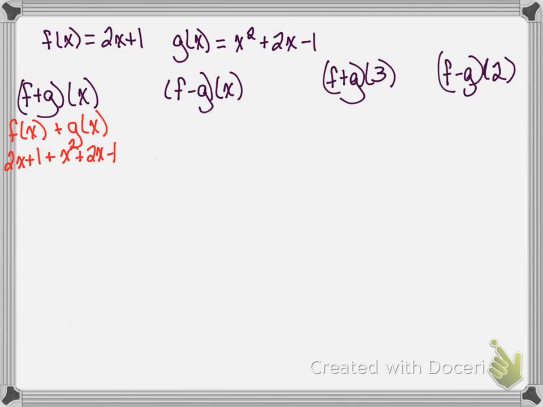Okay? At this point, I have like terms that I can combine. So I am given x squared. 2x plus 2x is 4x. 1 and negative 1 is 0. So my answer to f plus g of x is x squared plus 4x.